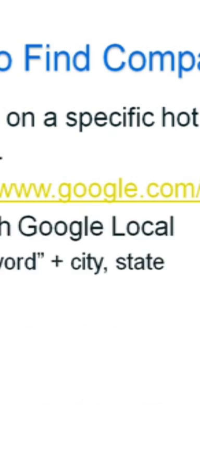What you can do is go to Google Trends. I'll show you that in just a minute, but I'm going to use Google Trends to figure out whether or not something is hot in a specific area. You can also use Google Local by typing the keyword plus the city and state to find companies once you've found a hot niche in your area.